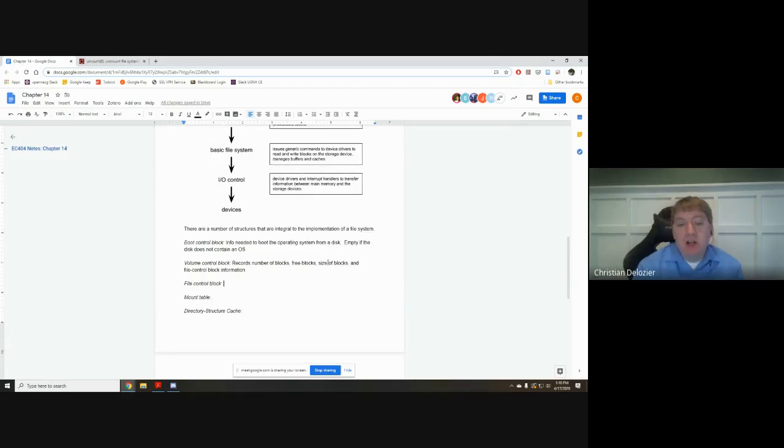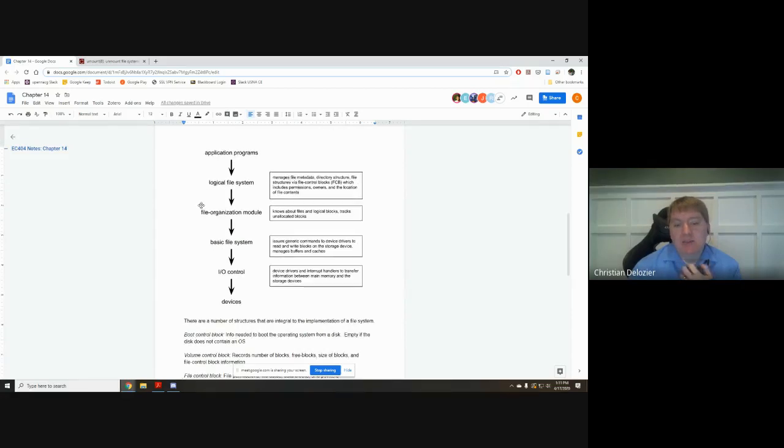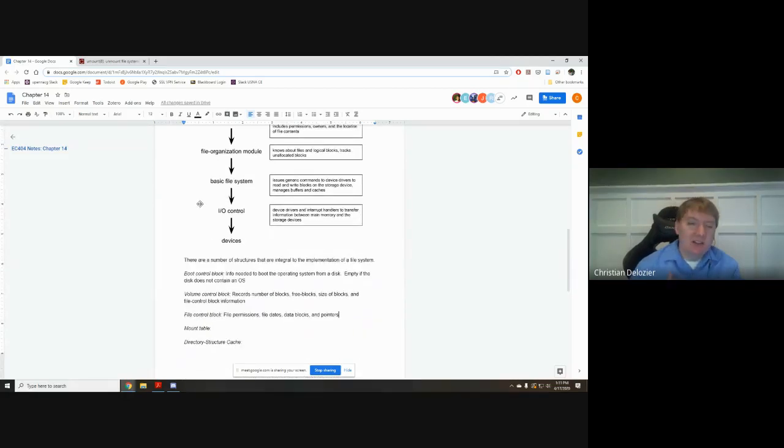Then we have the file control block, which is all of the file permissions, file dates, data blocks, and pointers. So this is the sort of logical file system level information. It's not necessarily stored at that level. It might be stored in the file organization module, but this is what is used by the logical file systems. We have all these permissions, dates, data blocks, all the stuff that we have to know about in terms of where that file is and what we can do with that file in this system.